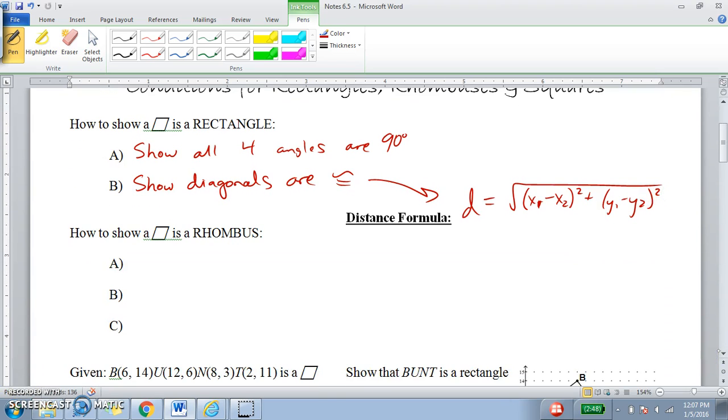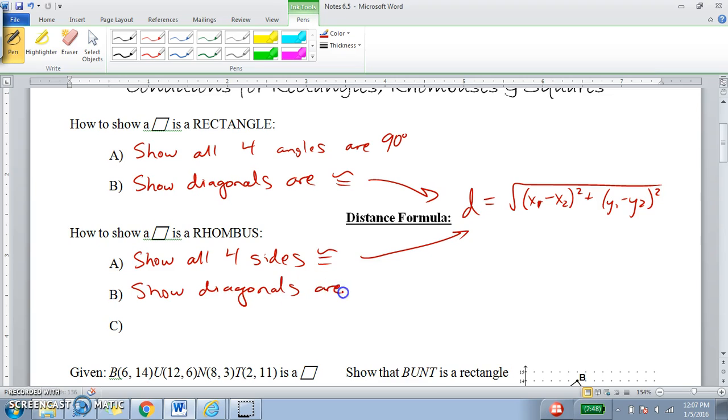All right, for a rhombus, there are three ways to show that something is a rhombus. One is we could show all four sides are congruent. So again, we might need the distance formula for that one. We could show that the diagonals are perpendicular, and for that we would need to know the slope. In order to show that two things are perpendicular, we need to know their slopes. So that would also apply to this one up here. In order to show 90-degree angles, we need to know slope.